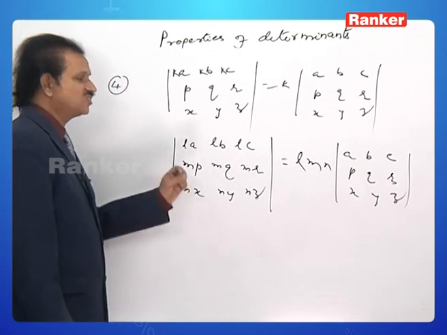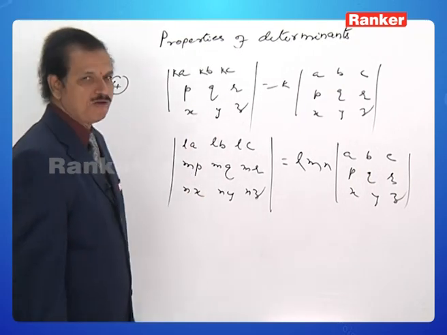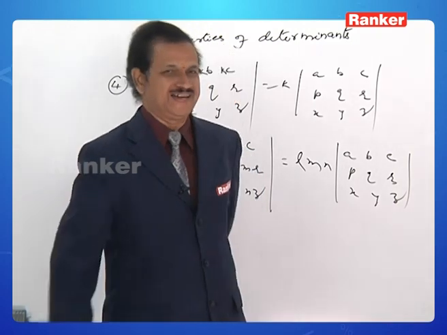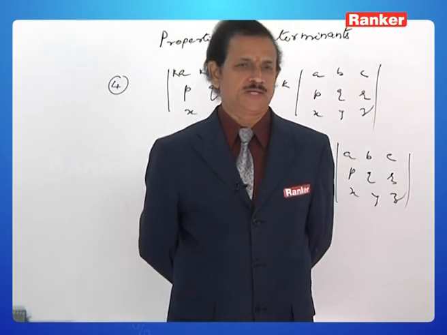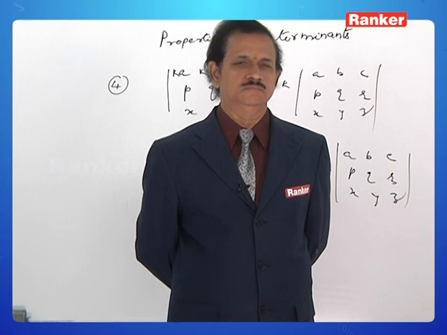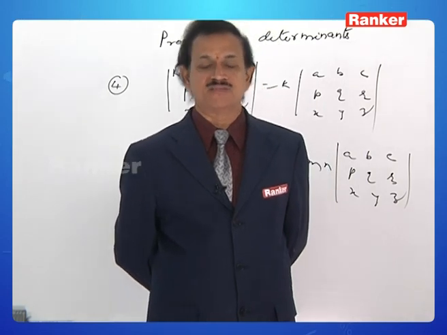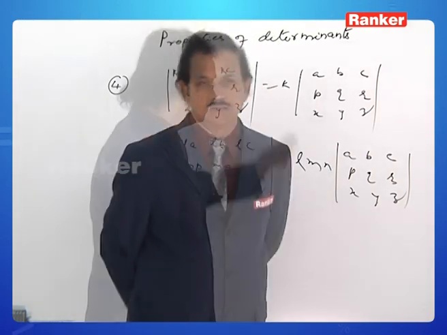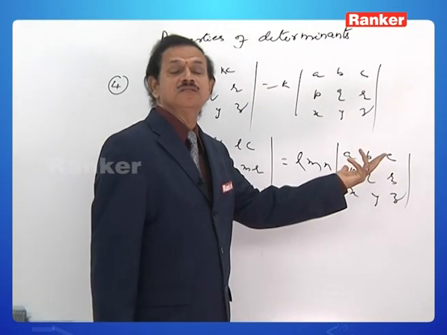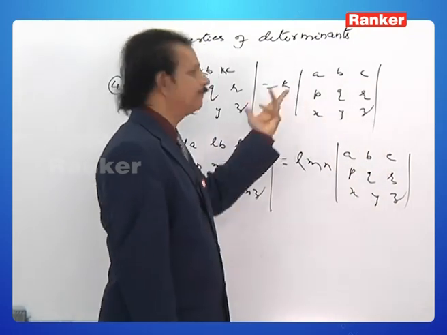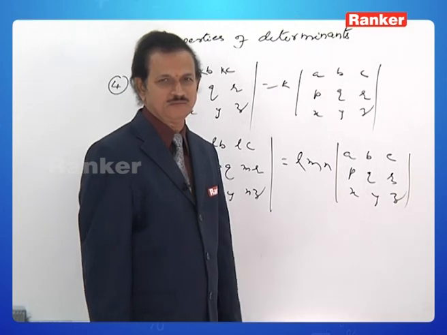So in a sentence, in what way can you explain it? If the elements of a particular row or column in a determinant are multiplied by a constant k, then the value of the determinant also gets multiplied by k. You will have k times the determinant.